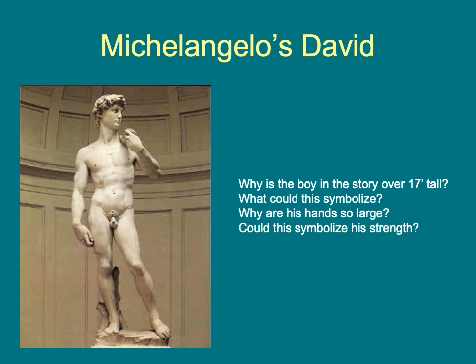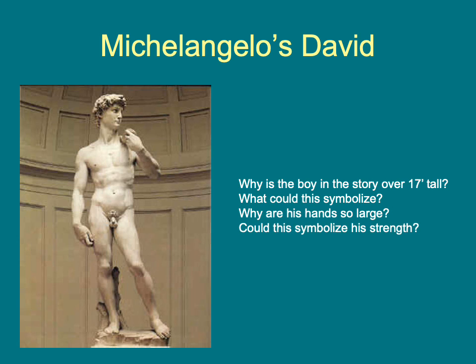Now, another statue by Michelangelo is the David. And this is another story. The biblical story is about a little boy that defeated a giant. But here we have the boy is over 17 feet tall. So why would Michelangelo make the little boy the giant? And I think, again, it's meant to be symbolic.